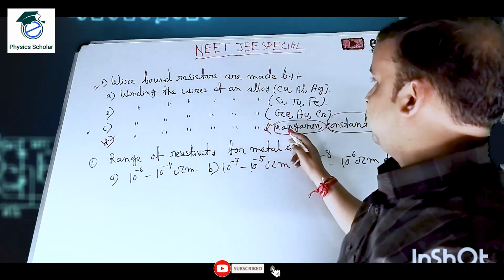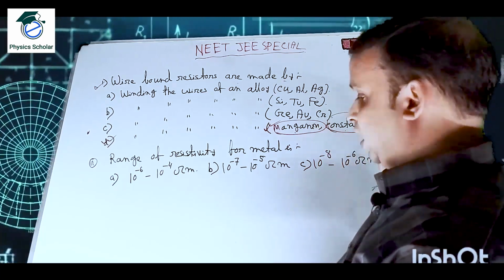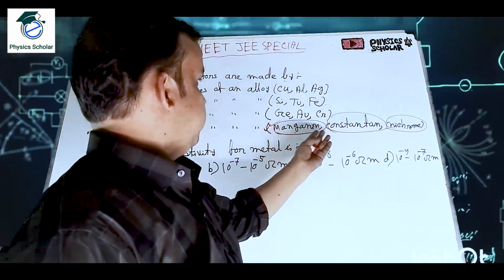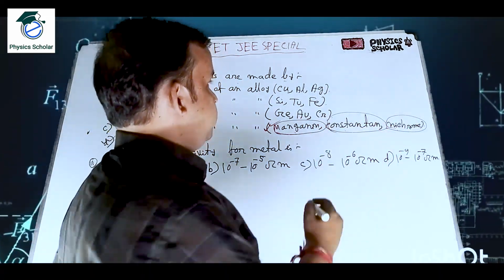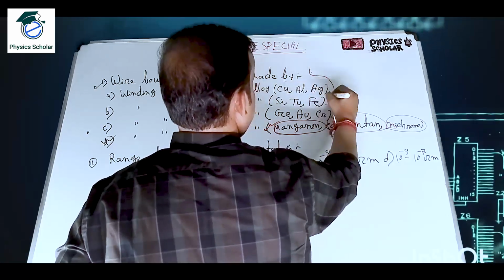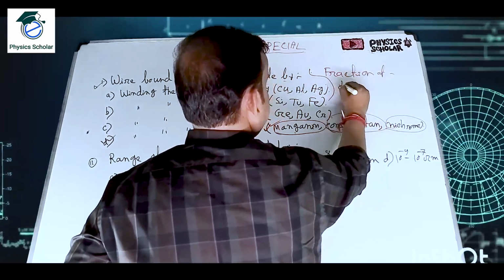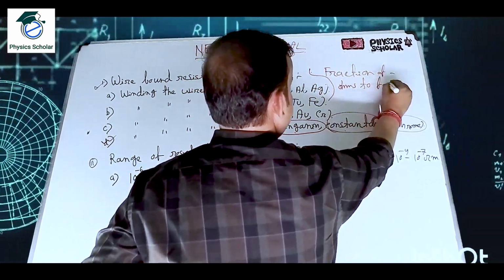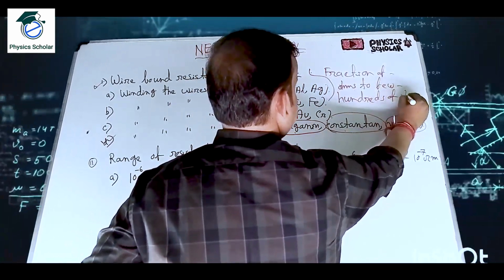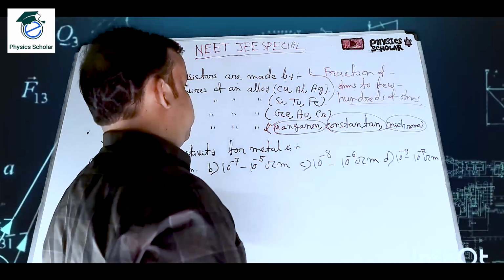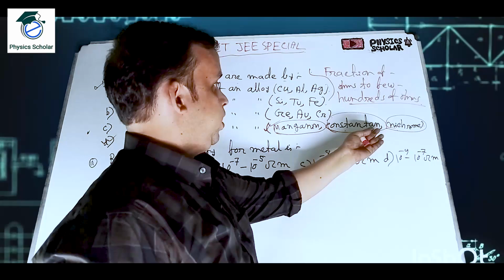So the wire bound resistors are made by manganese, constantan and nichrome. Basically the value of their resistivity lies in the range of a fraction of an ohm to a few hundreds of ohms. So the correct option is manganese, constantan and nichrome.